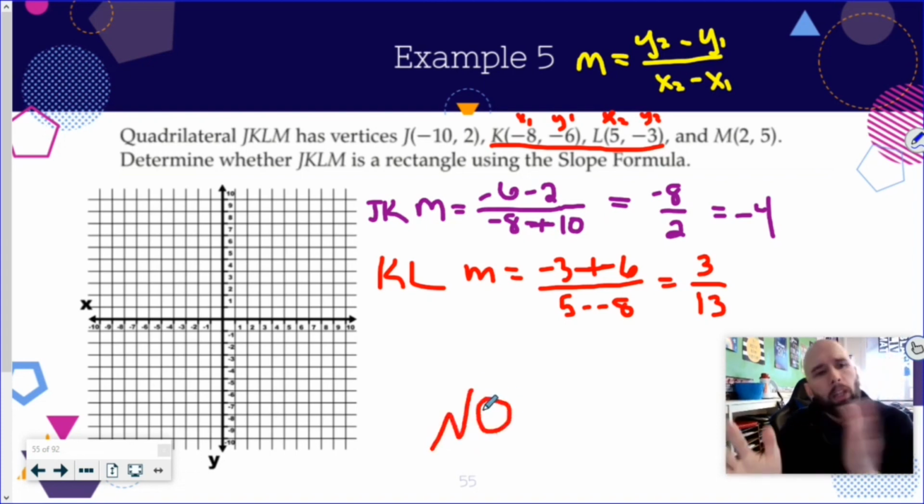No. Again, the only way that this would have worked is we needed to get two different slopes that were the same as each other, and those guys have to be negative reciprocals of each other because they form perpendicular lines, because it's a rectangle. That didn't happen because there's no negative reciprocal action happening here.